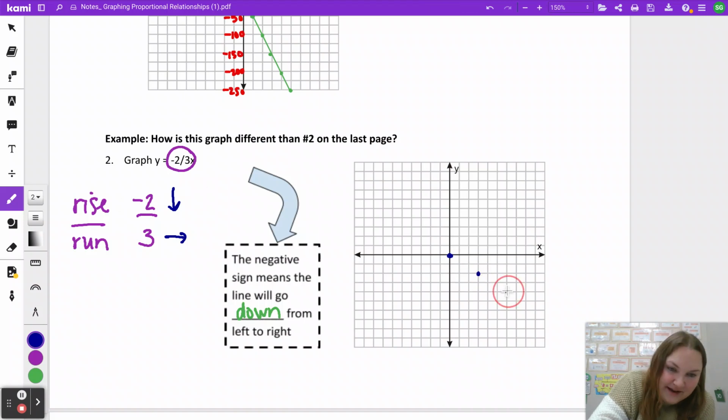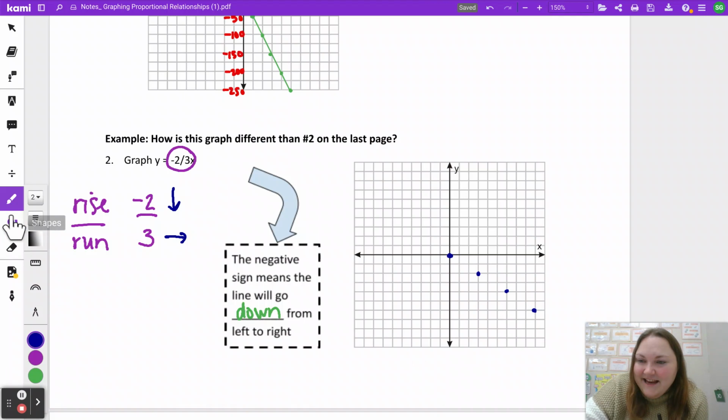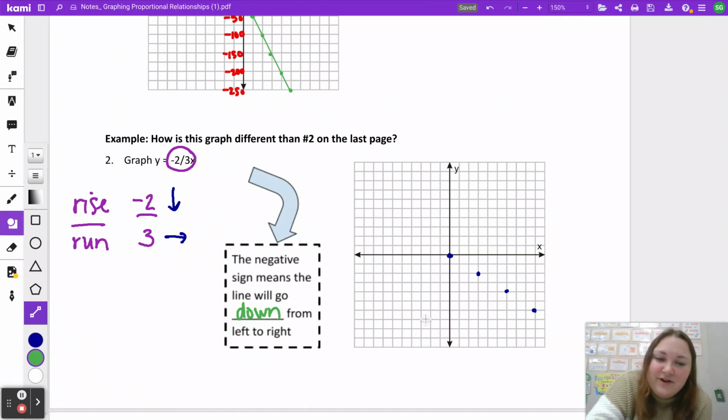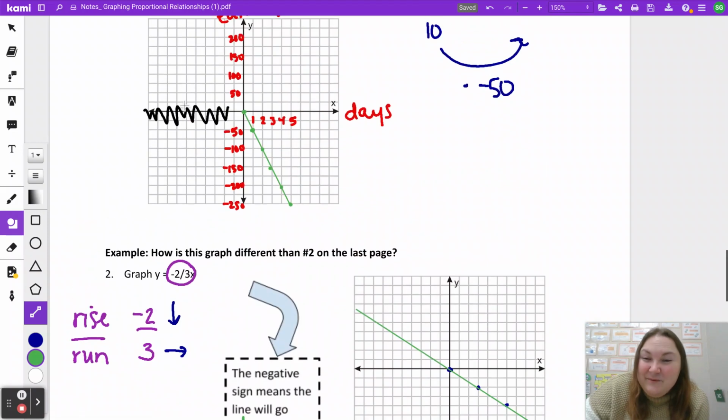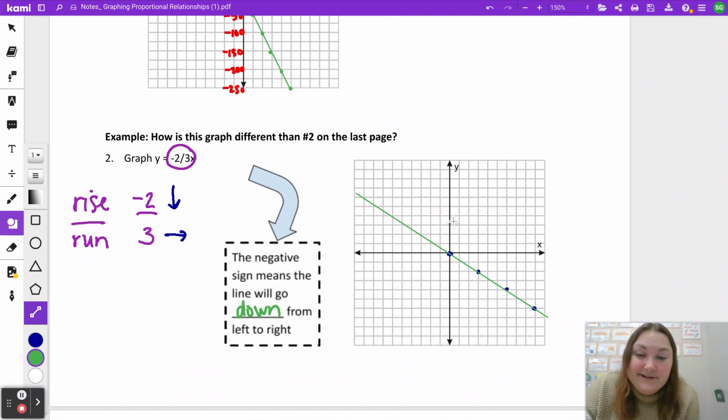Down 2, right 3. My rise is negative 2 and run 3. And so we get this line here. When I go to draw my line, I am going to make sure it goes through the entire graph, because unlike before, when we eliminated this part because days can't be negative, here there's no story, so that line can go through the entire graph.